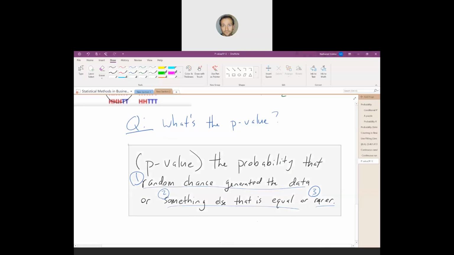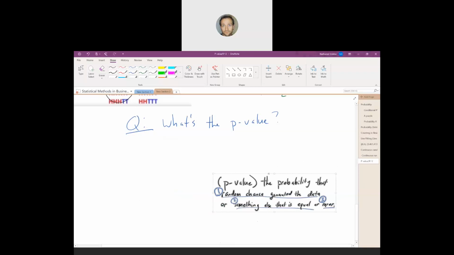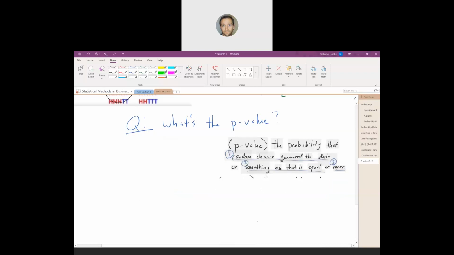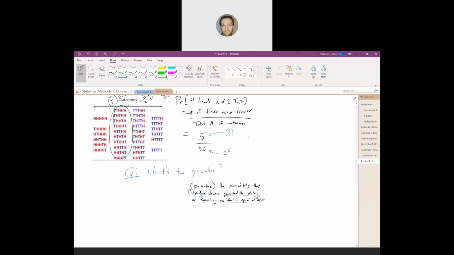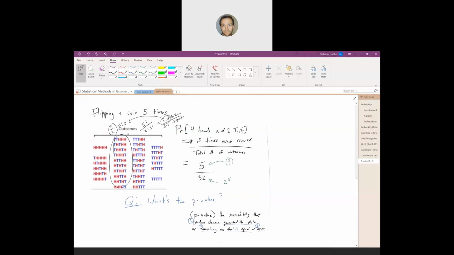So this is the definition of p-value. And I have to make sure not to go past this line. Otherwise, when I export it, it's not going to look good. Okay, so this is the definition.